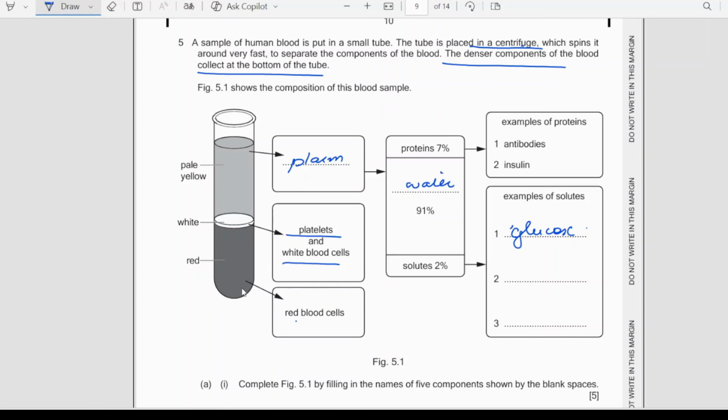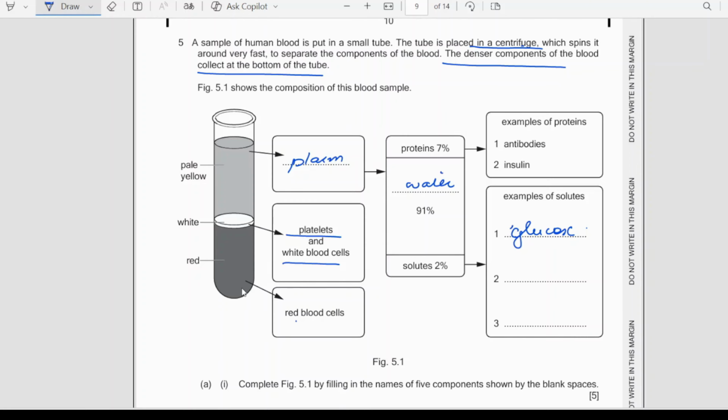Glucose. There's so many. Okay, hormones. They're also carried by blood. But they are protein. What else? Amino acids. There's so many things. Urea. You can mention the fatty acids, mineral ions, vitamins. Okay.